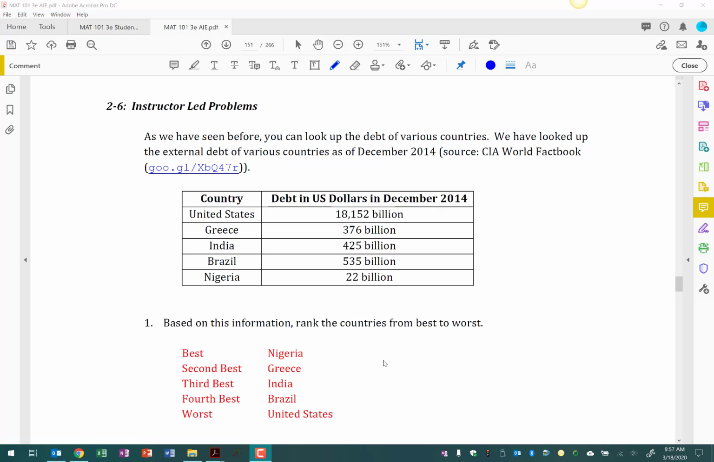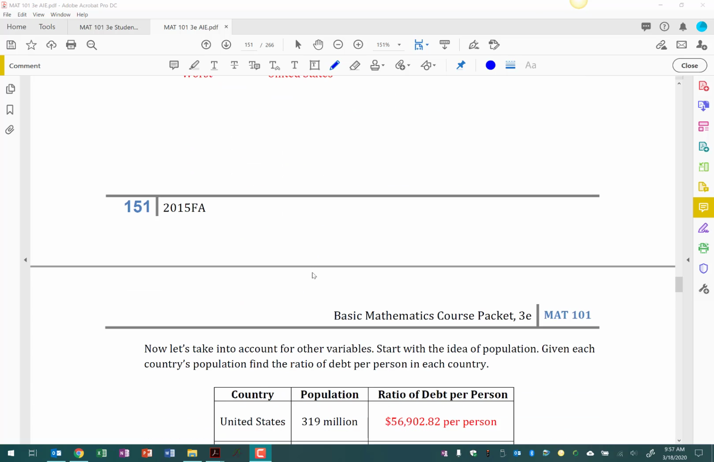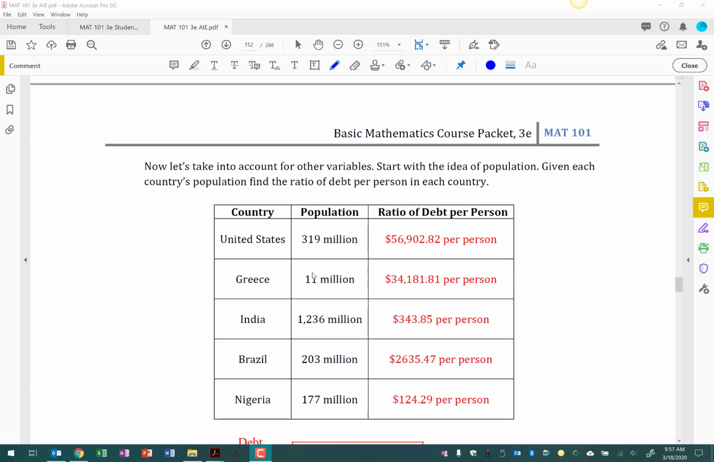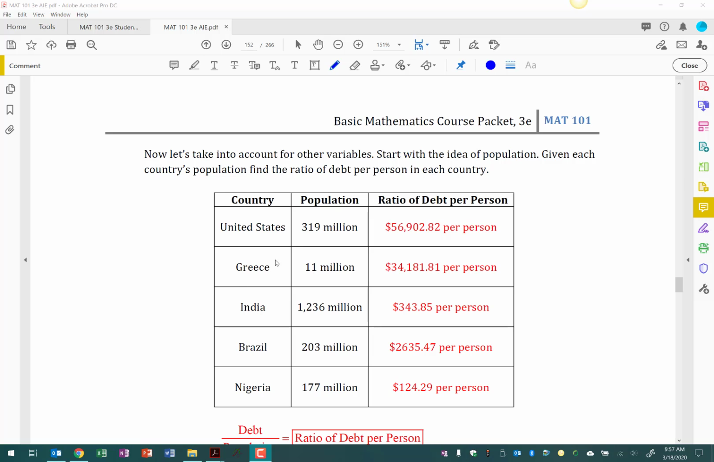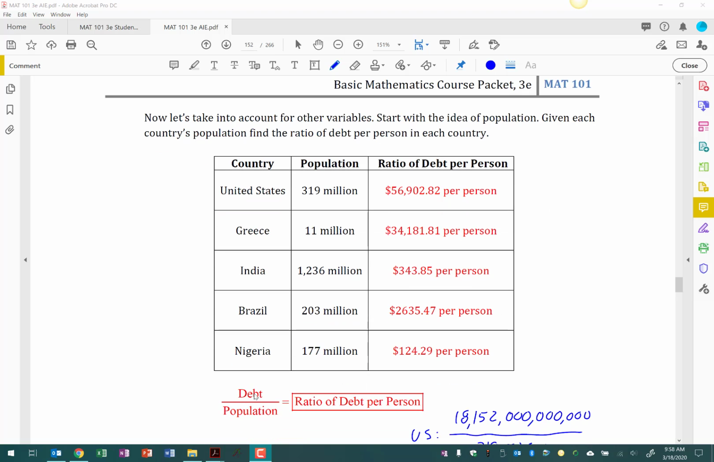There's more to knowing about these countries. How big are they? How many people do they have? What kind of economies do they have, etc. So if we scroll to the next page, we're given a new table that has the same 5 countries, and it gives us some population information. What we're asked to do in the instruction, starting with the idea of population, is, given each country's population, find the ratio of debt per person in each country. That implies that we're going to look for a debt per population number, because that's going to give us a debt per one person. That's a ratio of debt per person.